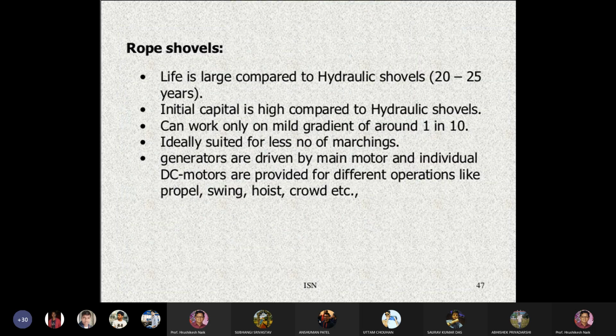So there are other types of shovels which are called rope shovels, whose life is large compared to hydraulic shovels. Initial capital cost is very high compared to the hydraulic shovels. They can work only on mild gradients of around 1 in 10. They are ideally suited for a less number of marchings. Generators are driven by main motor, and individual DC motors are provided for different operations like propelling, swinging, hoisting, and crowding movement of the rope shovel.